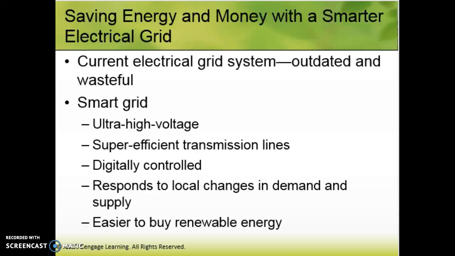Moving beyond what we can do as individuals, if we set up a smarter electrical grid, we can have a wider ranging impact. It's not dependent upon each individual user to reduce their impact. We're kind of reducing it for them. When we talk about a smart grid, we're talking about ultra high voltage, which helps us transmit things really efficiently. We need to redesign our transmission lines.